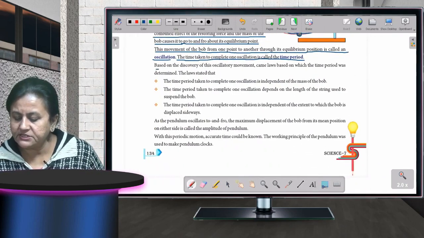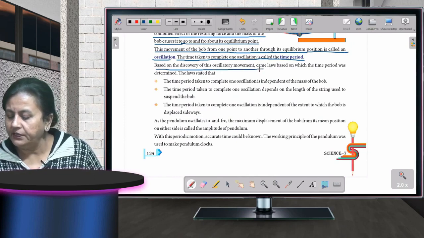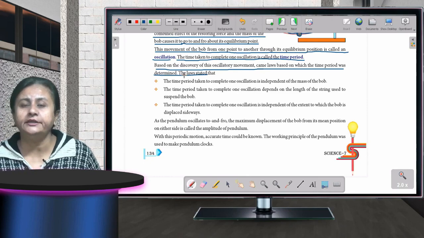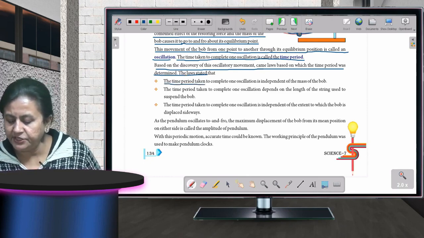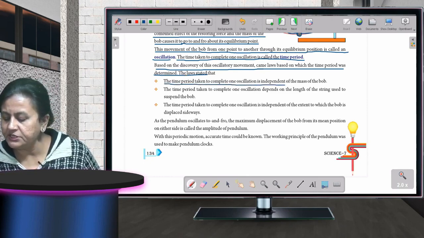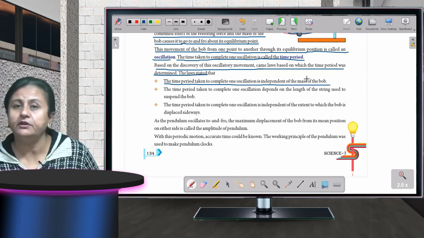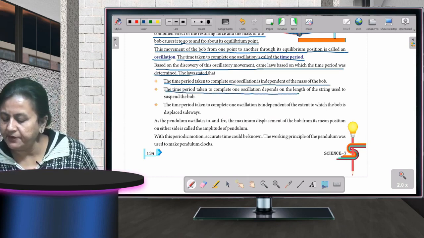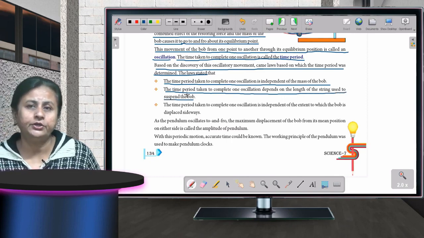Based on the discovery of this oscillatory movement came laws based on which the time period was determined. The law stated that the time period taken to complete one oscillation is independent of the mass of the bob. The time period taken to complete one oscillation depends on the length of the string used to suspend the bob. That I already told you.